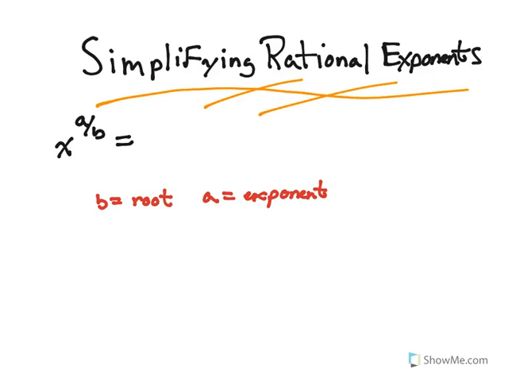And why do I mention that? Because when you have something raised to a fractional exponent, the base goes inside the radical. We're taking the root. What kind of root are we taking? Well, the denominator of that fraction is going to tell you that. And then we're going to take that and raise that to the exponent a. So what we can do is we evaluate the root and then raise it to the exponent.